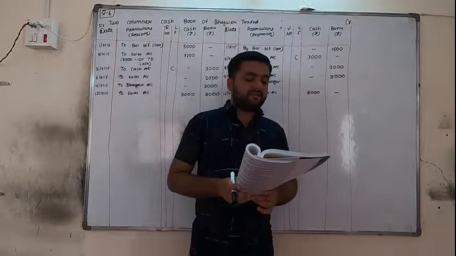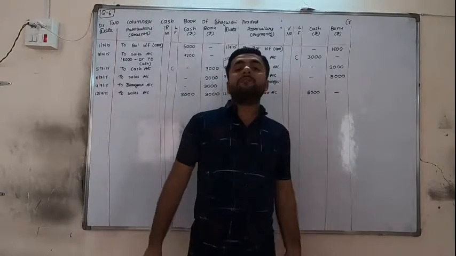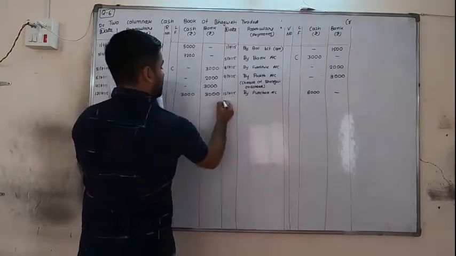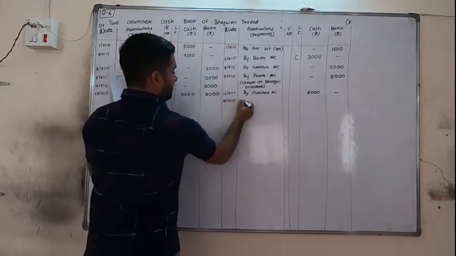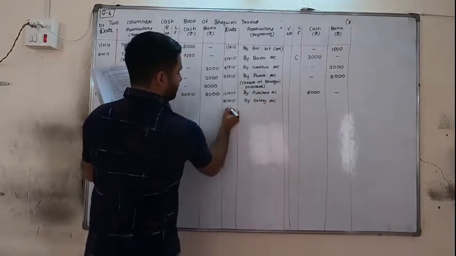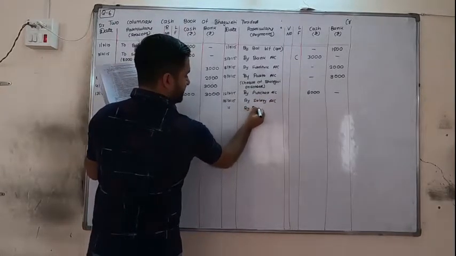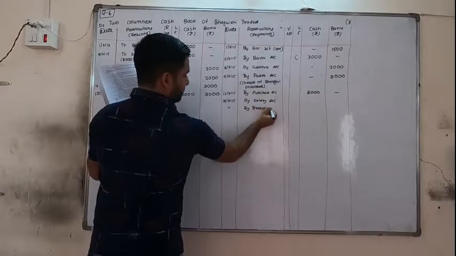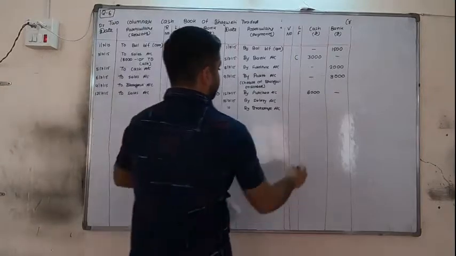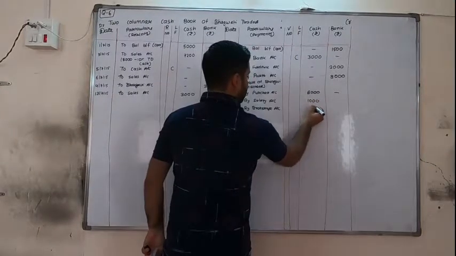Next, salary of 1000, brokerage of 500 paid by cash. Again they are paid, cash goes out, so on the credit side 18, 7, 15. See, they are simple transactions, okay? By salary account, by brokerage account, 1005 by cash, 1005.